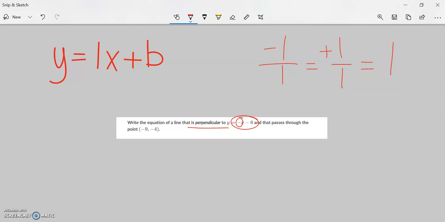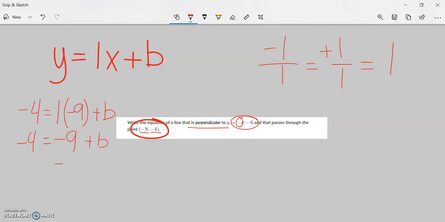To determine our b, we're going to take this point and plug it in. So our y is -4. Our x is -9, so 1 times -9 plus b. Now we're going to solve for b. 1 times -9 is -9. And we're going to add 9 to both sides. -4 plus 9 is 5, which equals b.